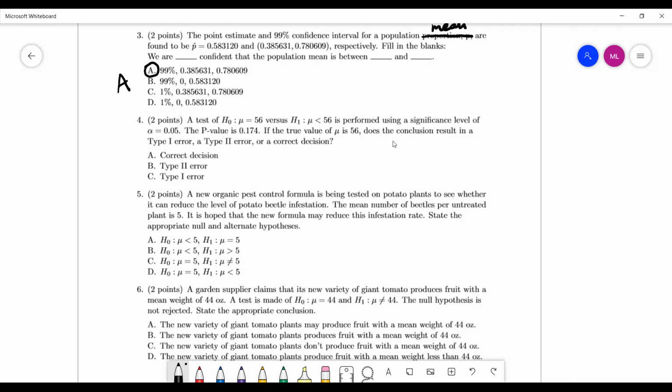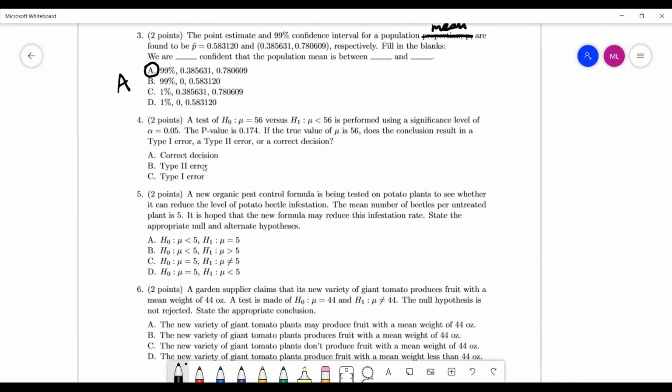So this problem has a lot to hold in our mind at once. Remember, first we need to figure out what conclusion, right? It says, does the conclusion result in one of these? What is the conclusion even? So let's start with that. If we can figure out what the conclusion is, then we can decide if that conclusion is the correct decision or not. And if not, which of the two types of error is it?